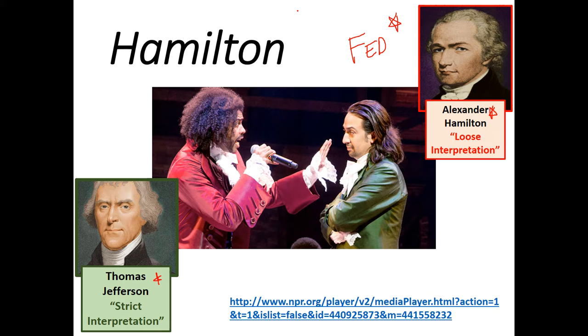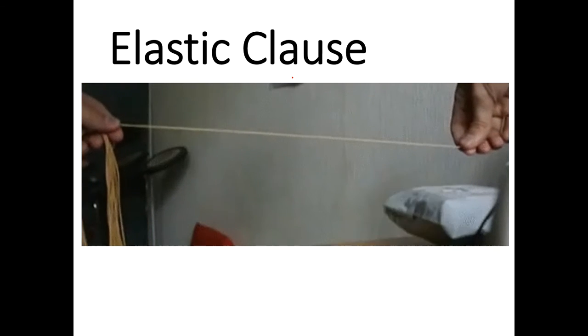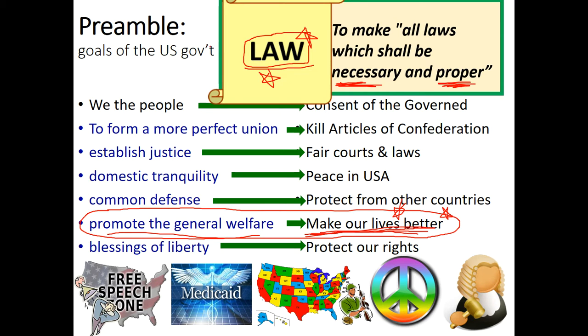The elastic clause allows the government to do what's necessary and proper. What's necessary and proper? Well, we know if it's necessary or proper by simply looking at the preamble. Does it do this? Does it do this? If the law helps create fair courts, then it's necessary and proper, and the government can do it.